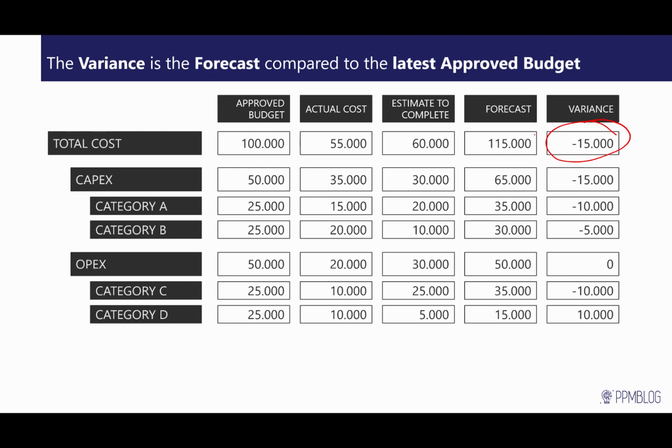So we are overspending from a forecast perspective in terms of the latest approved budget. So if we wanted the variance to go back to zero, we would have to go back to the approved budget and request $15,000 more.